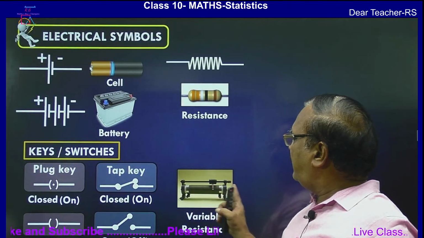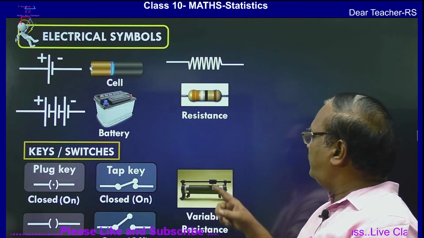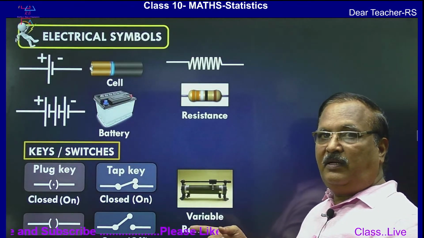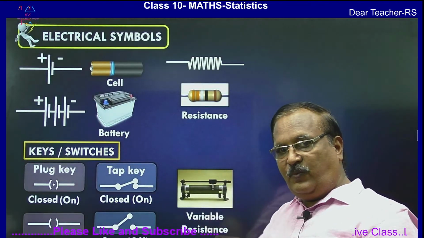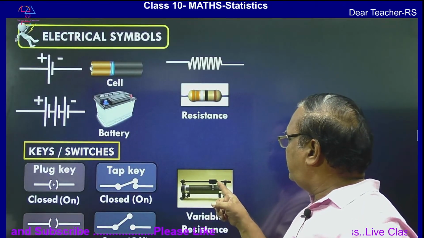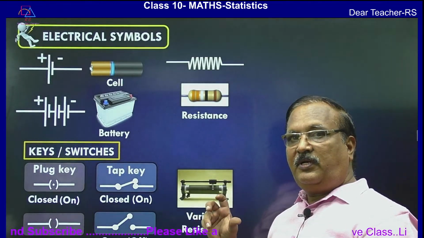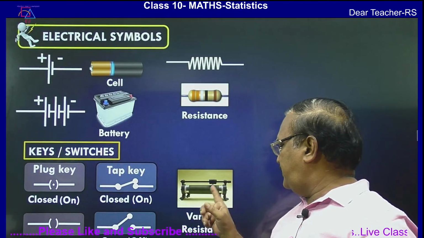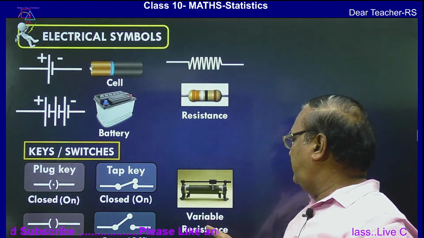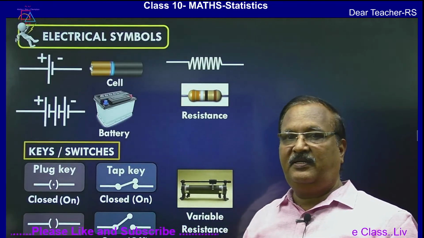There is a wire, and that wire acts as resistance, the length of wire is wound. So by moving the contact here and there, the resistance is made less or more. So this is called variable resistance instrument. Okay.